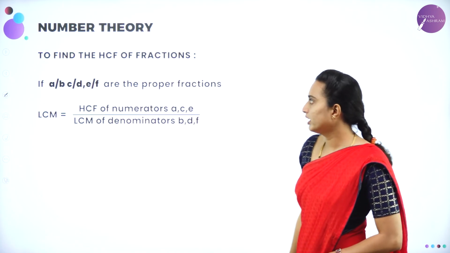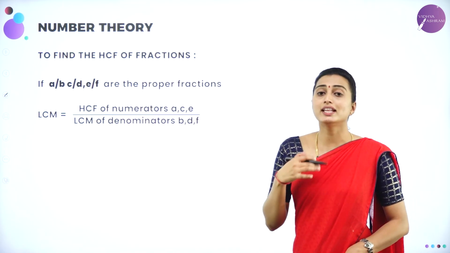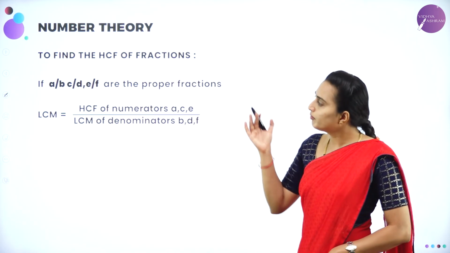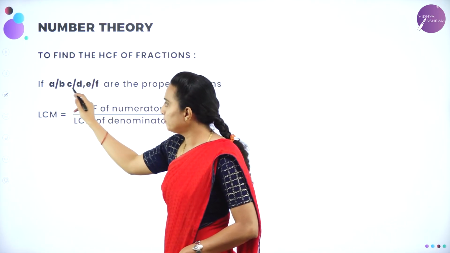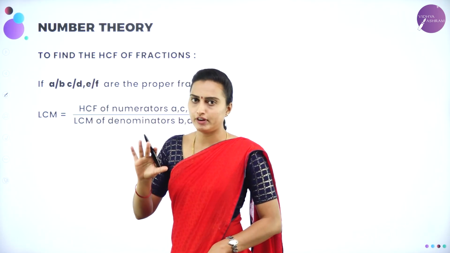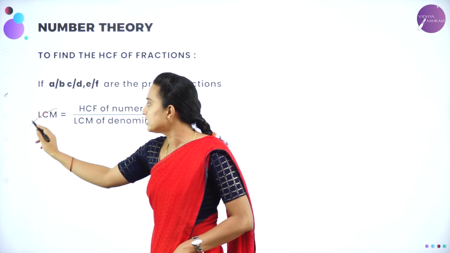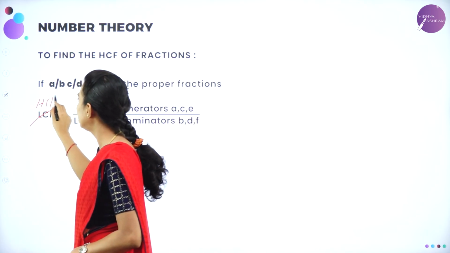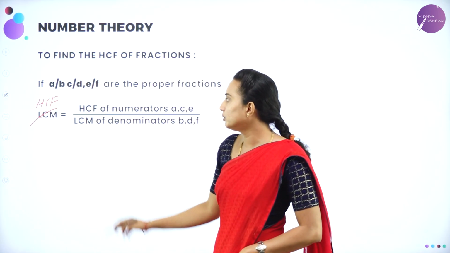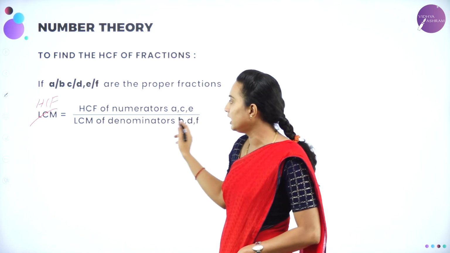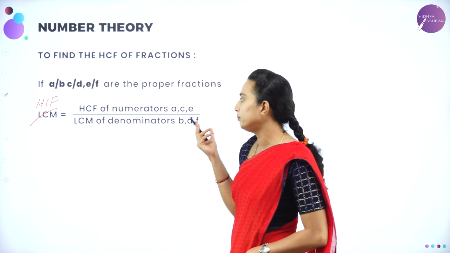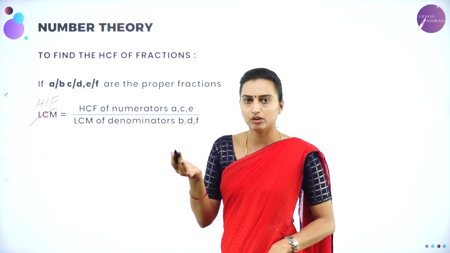We'll be moving on to the next problem. Now, how to find out the HCF of the fraction? HCF means ulta. See here, a by b, c by d, e by f be the proper fractions. HCF will be equal to HCF of the numerators a, c, e and LCM of the denominators b, d, f. That's it. Ulta you are going to work.